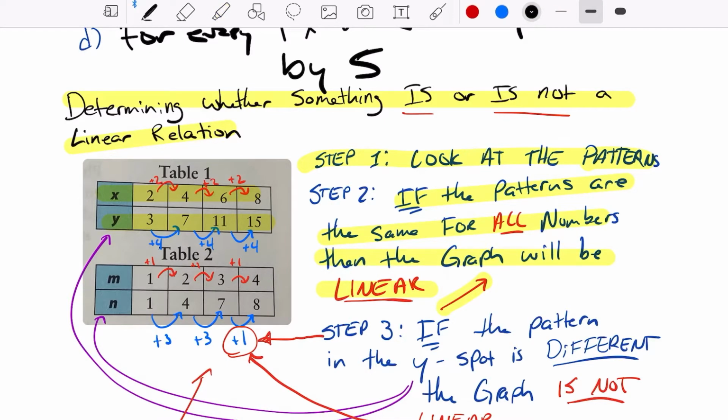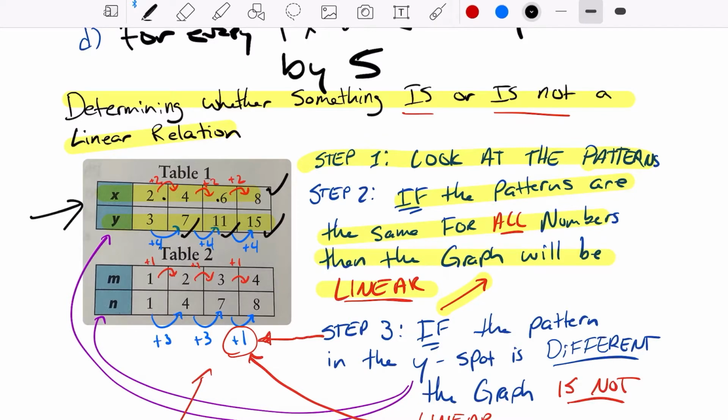So guys, when we take a look over here, we saw that in this table the x values go up by 2. Yes, that's also by 2. 4 plus 2 is 6. 6 plus 2 is 8. This table goes up by 2. 3 plus 4 is 7. That's correct. 7 plus 4 is 11. That's correct. And 11 plus 4 is 15. So this table is linear.